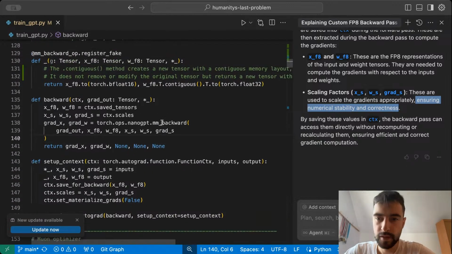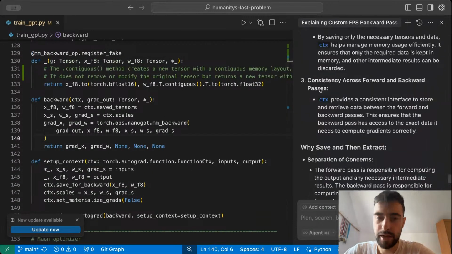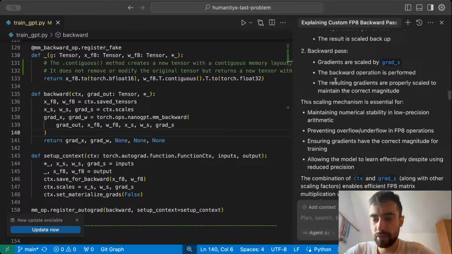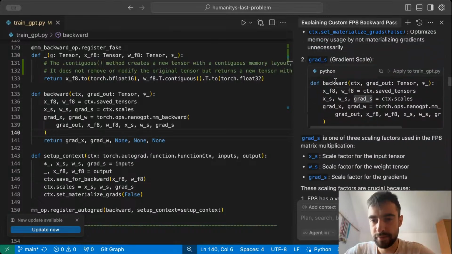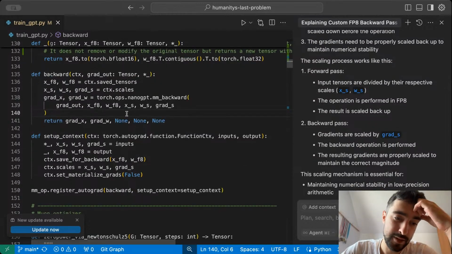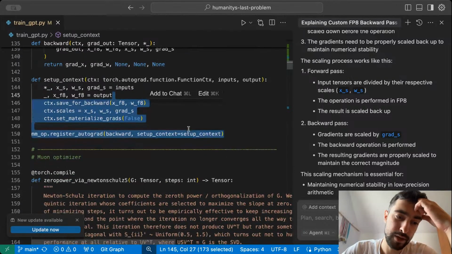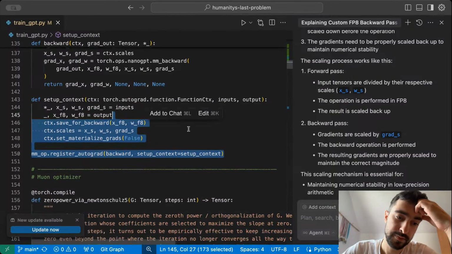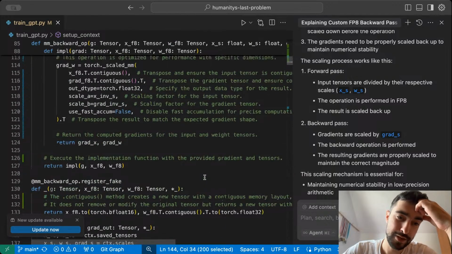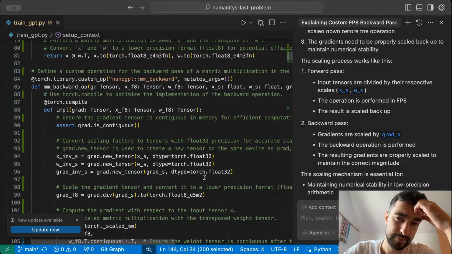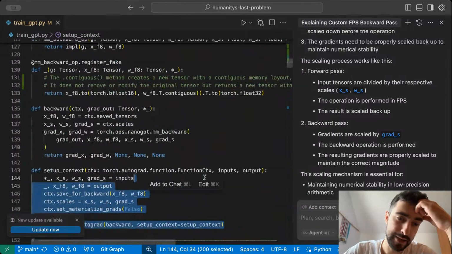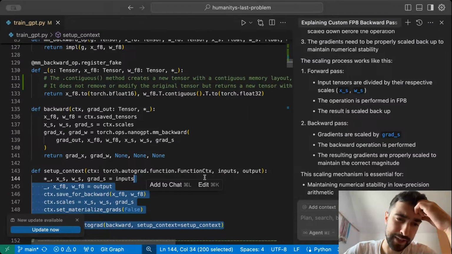Okay, let's go back and continue. I guess we finished this, so I can summarize this backward. I can see the Muon optimizer below. That's gonna be so tough, I think. But anyways, now wait a second. Okay, that's it. So, backward pass.